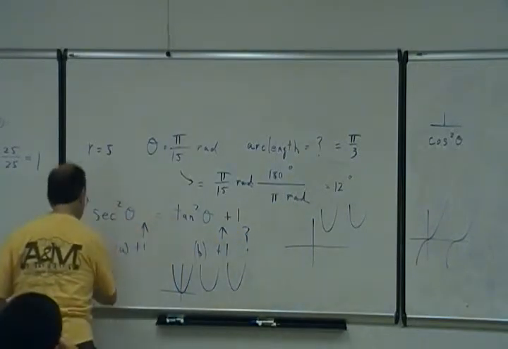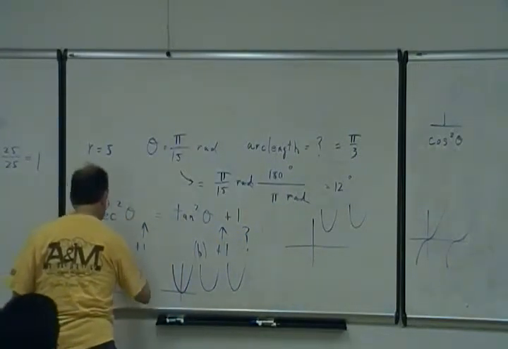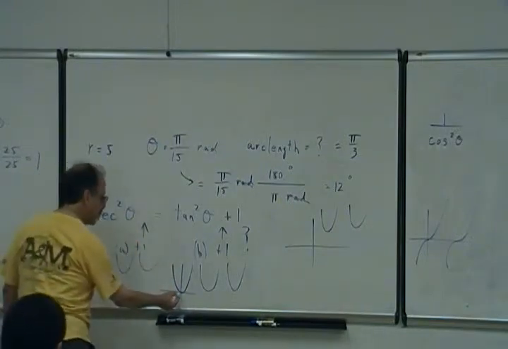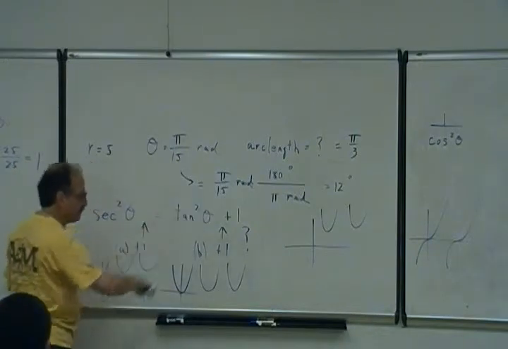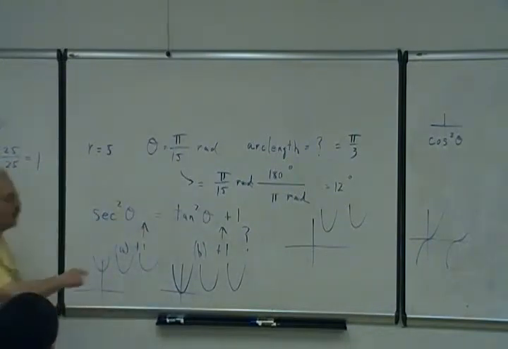And secant squared's graph is going to look like that. And this starts at 0 and that starts at 1. And this one is just the same graph but lifted up by 1.